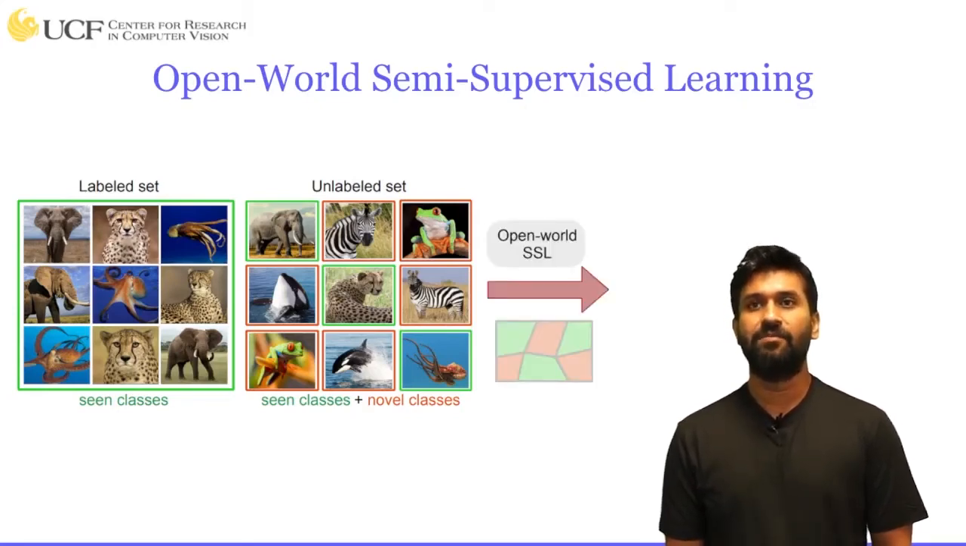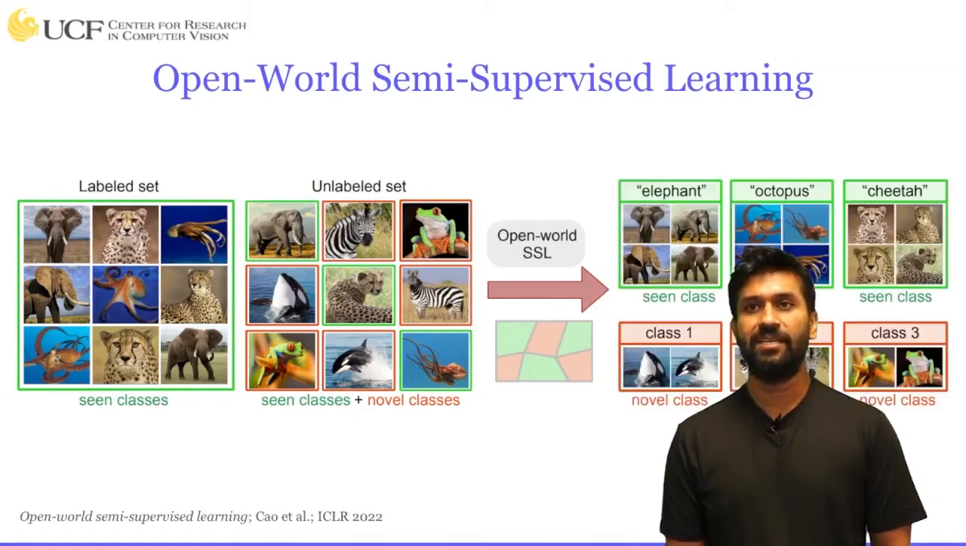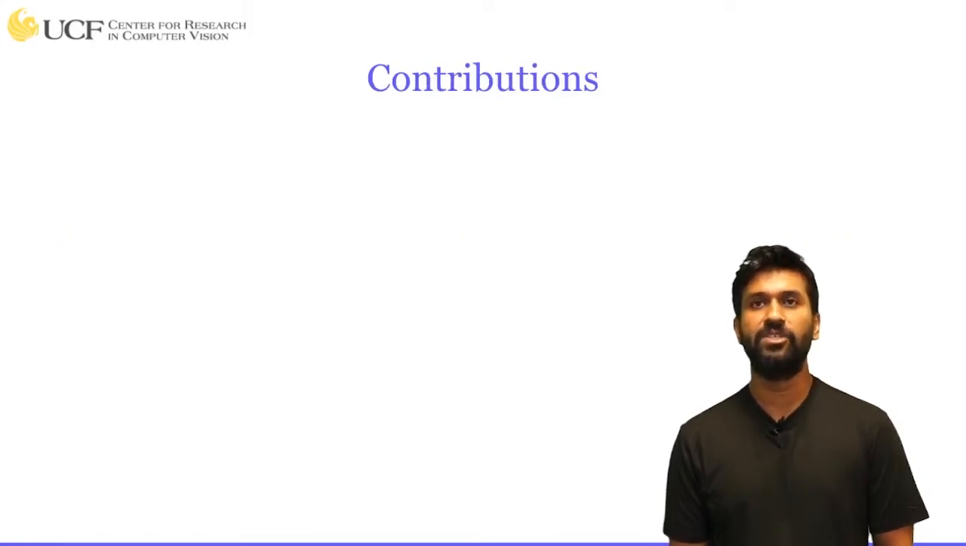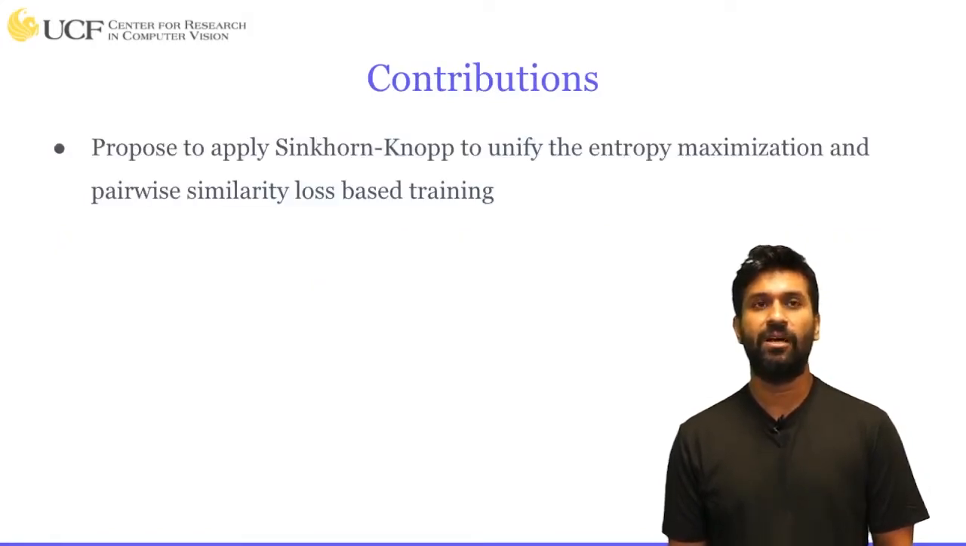So the objective of this task, that means open world semi-supervised learning, is to classify samples from the seen classes, that means the class elephant, octopus, and cheetah, and also to cluster the new classes we have encountered in the unlabeled data, that means the class dolphin, zebra, and frog. So the objective of this work is to classify novel class samples and to improve known class performance by utilizing unlabeled known class samples. So the major contributions we make in this work are the following.